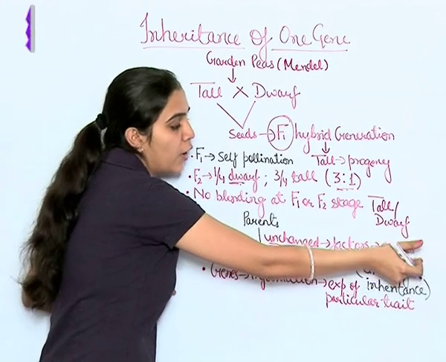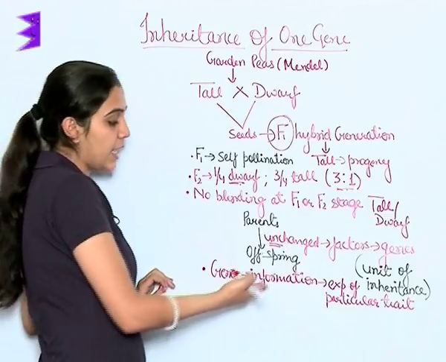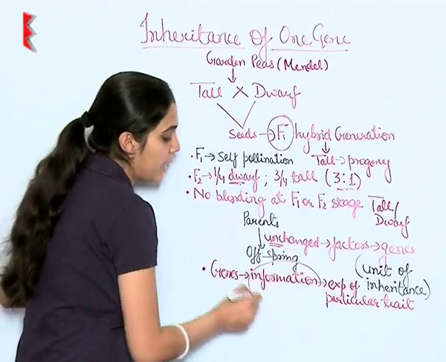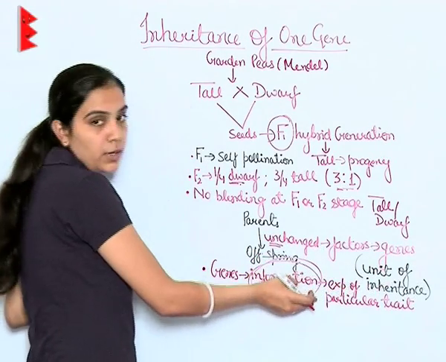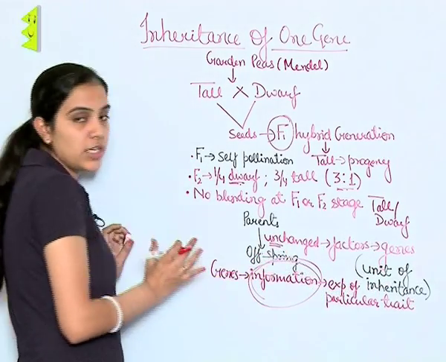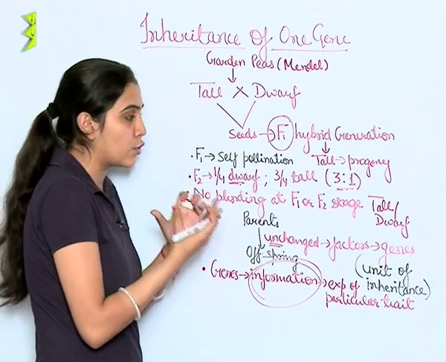Now, we call them genes. What are genes? Genes are nothing but matter which contains information for the expression of a particular trait. That is, in genes, information is stored about which particular character or trait is to be expressed.